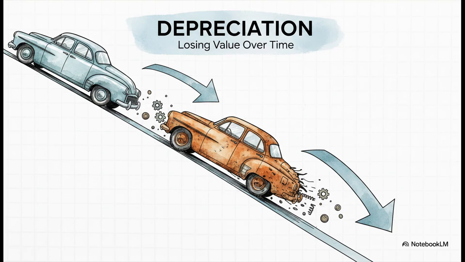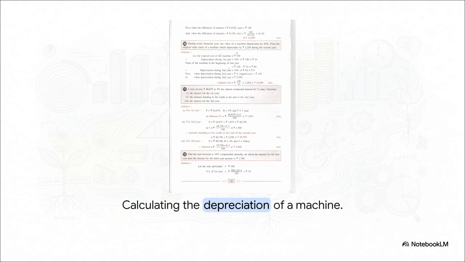But hey, what about when things go down in value instead of up? That brings us to depreciation. This is when the value of an asset continuously drops over time. And the truly fascinating part, the exact same underlying mathematical logic of compound interest applies here too. Use the exact same mechanics to calculate losing money on things like cars or machinery or heavy equipment over time. Let's move to an actual example and see how this builds out in practice.